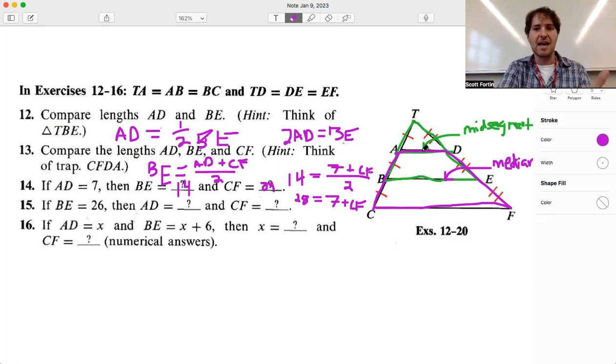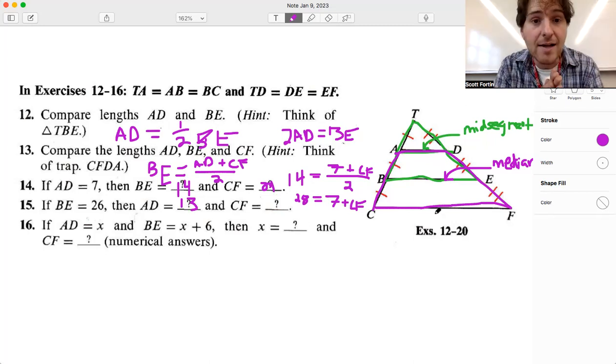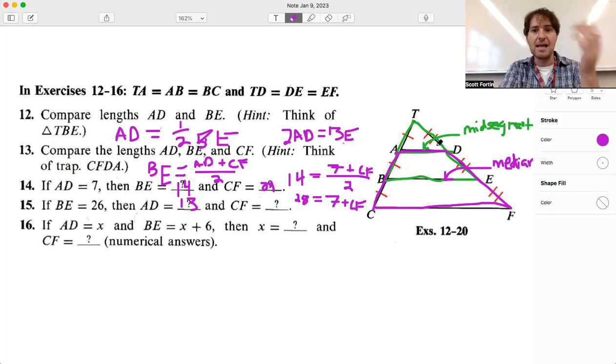Okay, so check it out here. 7, 14, 21. We're adding 7 each time. We're basically doubling this, and then we're tripling this. If BE equals 26, then AD equals 13. CF would equal, well, AD is X, BE is 2X, CF would actually be 3X. Why? Well, 2X is halfway in between X and 3X. So this is actually going to be 39.